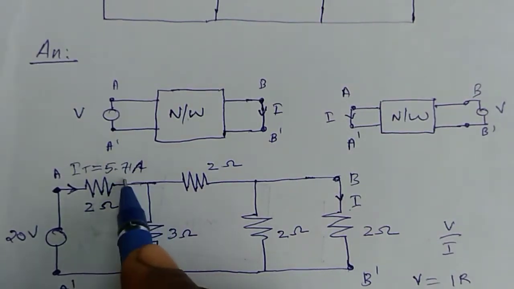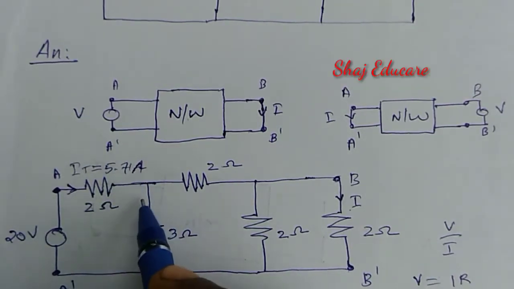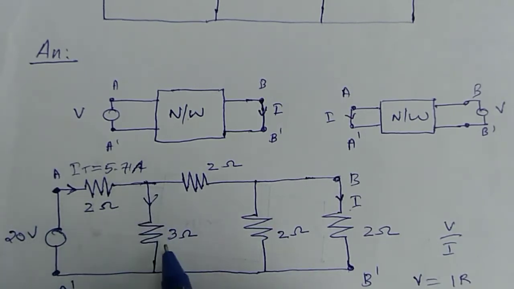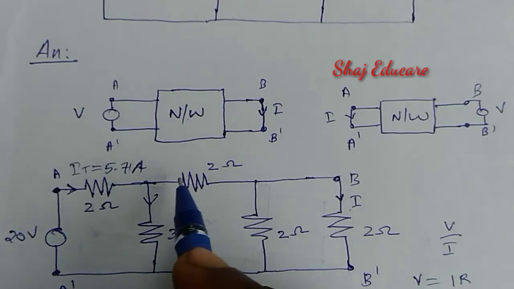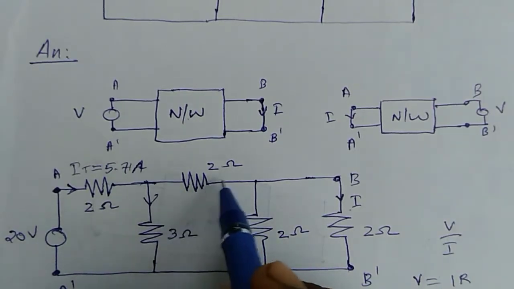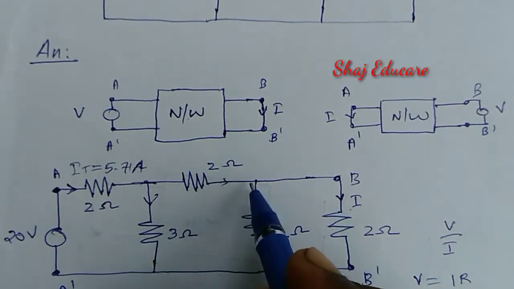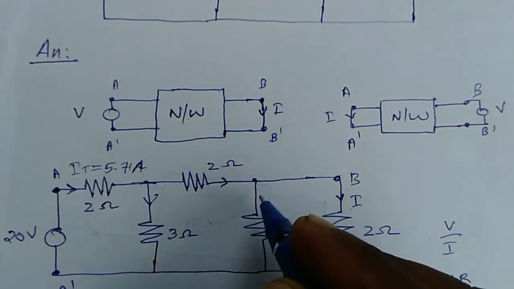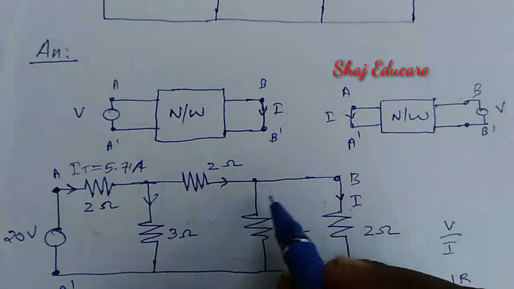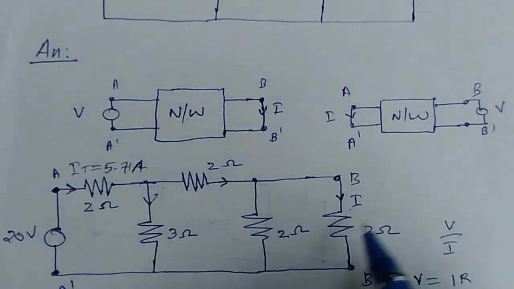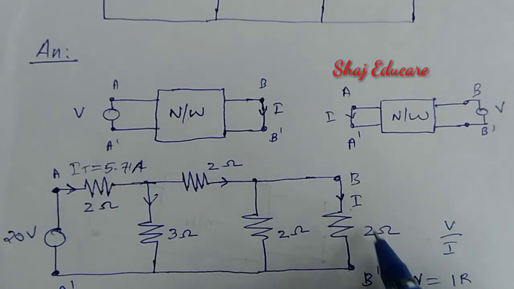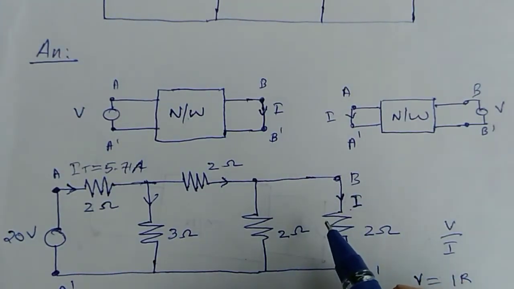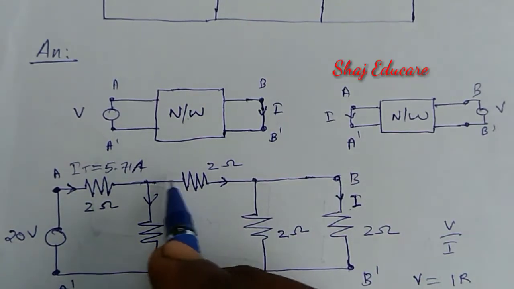A portion of this IT will split at this node, and a portion will flow through this 3 ohm resistance, and the remaining current will flow through this direction. Then upon reaching this node, the current will again split into two components, and a portion will flow through this 2 ohm resistance, and that will be the required current I. So we have to evaluate these two currents first.